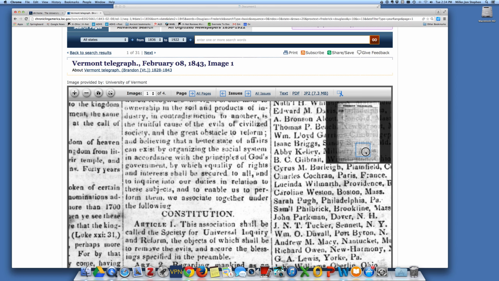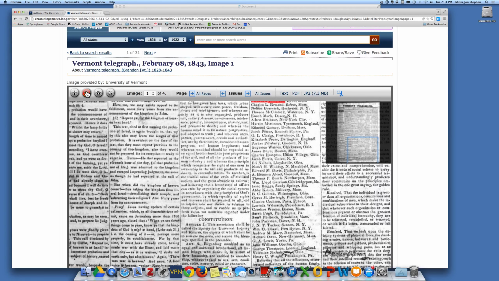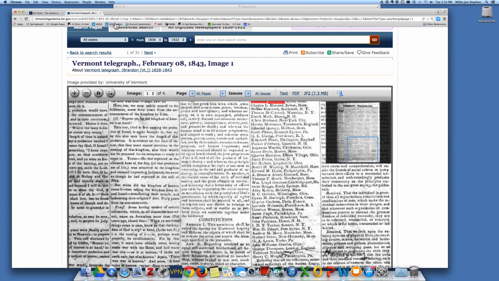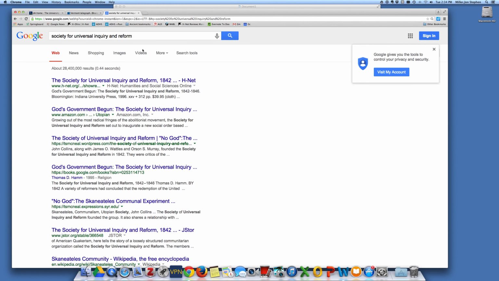Scrolling down here. Here's the Constitution. Okay, so this association shall be called, it says, the Society for Universal Inquiry and Reform. All right, I don't know what that is. The Society for Universal Inquiry and Reform. Let's try. It auto-completes, so it's a thing that other people have searched for. And it looks like somebody's written a book about it.